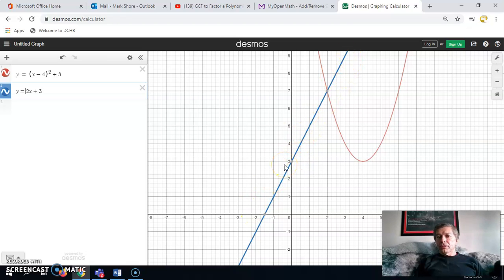Now, this solution is where the 2 graphs intersect. So once you have the 2 graphs, just see where they intersect. And this intersects right here, and that point is 2, 7. 2 on the x and 7 on the y. So that is the solution to that system of equations.